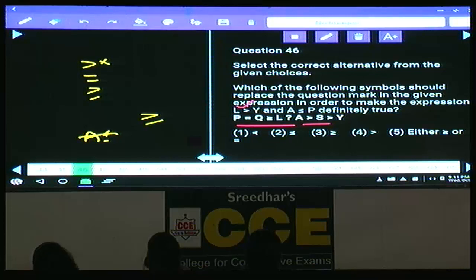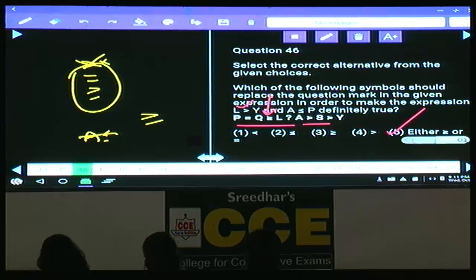Out of which greater than or equals to is already present here. Hence we cannot have greater than. If you have greater than, then P greater than L will be there rather than P greater than or equals. Hence, between these two, any symbol holds good. Hence, either equal to or greater than or equals to, that is the choice. Fine.